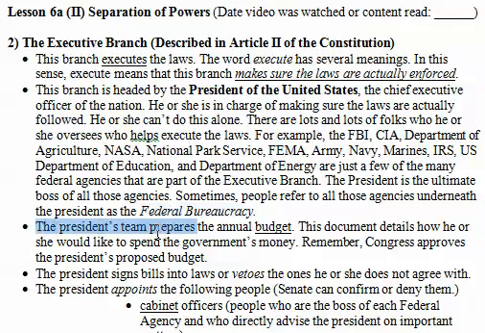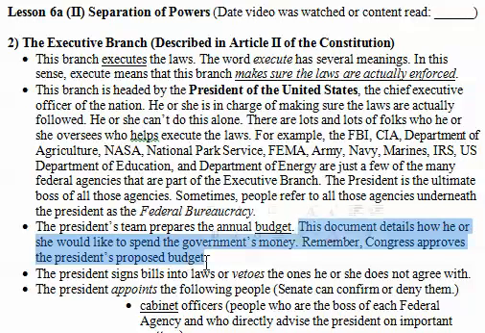The president's team prepares the annual budget. We learned a little bit about the annual budget in the last video. This document details how he or she would like to spend the government's money. Remember, Congress approves the president's proposed budget. So Congress and the president have to work together before they can finalize a budget for how we're going to spend our money as a nation.